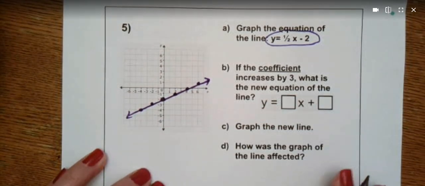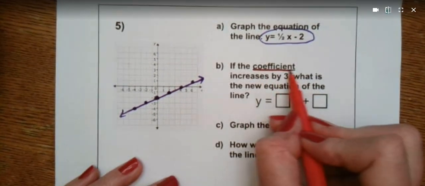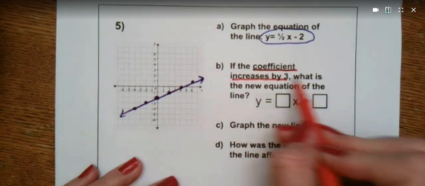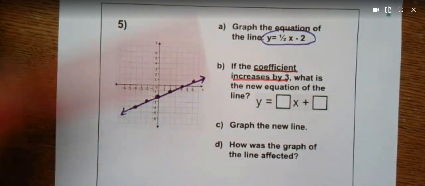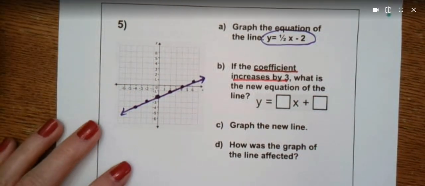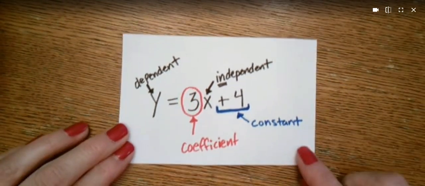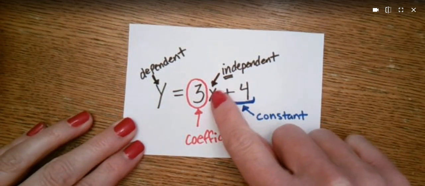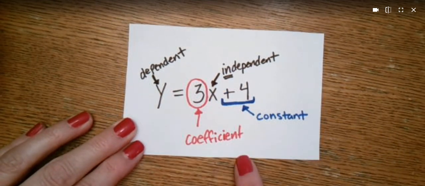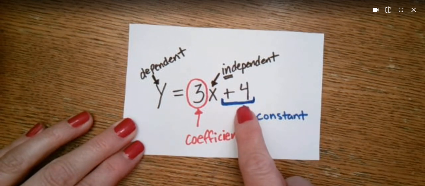All right, so now it says if the coefficient is increased by 3, what is the new equation of the line? Whoa, coefficient. Hold on. Now, let's think about what we know when it comes to vocab. Remember these vocab terms? If we have an equation, remember the x is the independent variable, the y is the dependent, the constant over here was the number, or adding or subtracting.